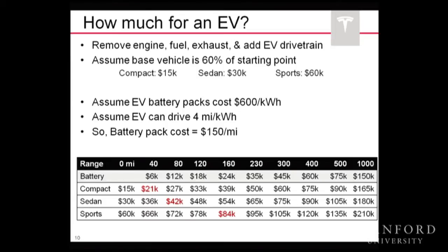You say, well, I'd guess that maybe 60% of the purchase price of the car is everything but all the stuff I would take out if I was going to convert it over. And then I'm going to put back this other stuff, of which the battery pack is by far the biggest component. Let's assume that it's $600 per kilowatt hour. Now you take one of your cars, the compact, the sedan, or your sports car that has a base price of one of these numbers. Assume that your car can go 4 miles for every kilowatt hour. You're paying $600 per kilowatt hour for the battery pack. That's $150 on your purchase price for every mile that you can drive that car.